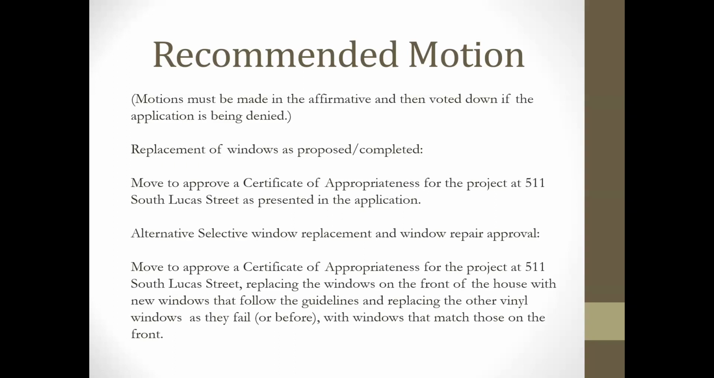From a discussion standpoint, my sense is we probably all agree on the first motion, which is approving all of the vinyl windows as installed. Oh, no, I don't at all. No, the motion is to approve it, and then we'll disapprove and vote. I feel like there's probably consensus on how we feel about that option, so we should start with it. We have to start with it. Right, so Brown moves to approve a certificate of appropriateness for the project of 511 South Lucas as presented in the application.